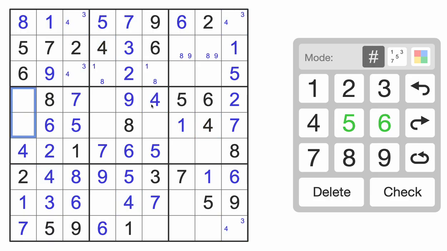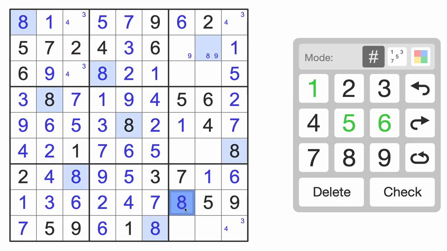These are 3 and 9, so 9 gives me 3 and 9. The last number of this row is 1, which gives me 8 and 1. These are 2 and 3. These are 2 and 3. 3 is here, so this is 2. This will be 3. This will be 2. This will be 8. And this will be 8. That gives me 9, 8.